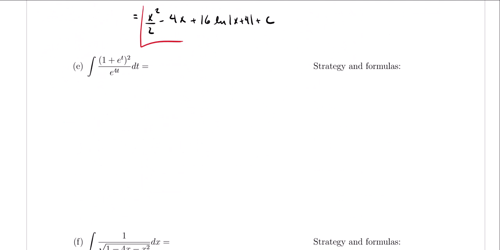Alrighty, so now let's take a look at our next integral, where we have the integral of (1 plus e to the t) squared divided by e to the 4t. Now, if we take a look at this integral here, it doesn't seem like a u substitution would be all that helpful. So what else can we do?